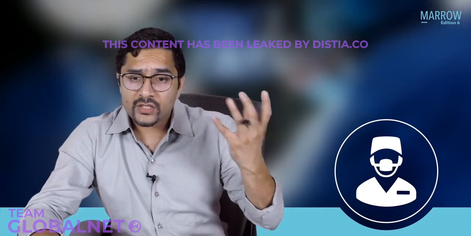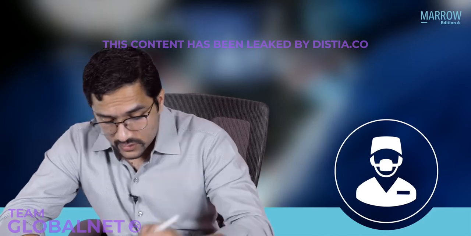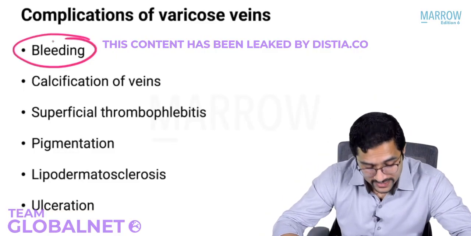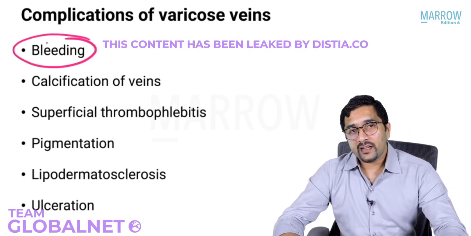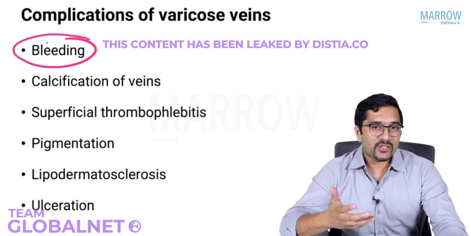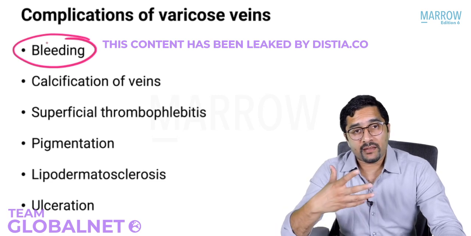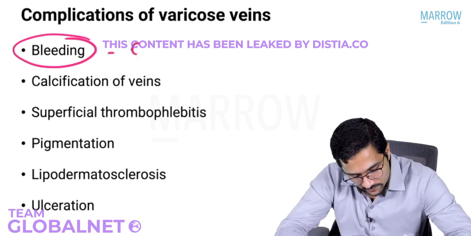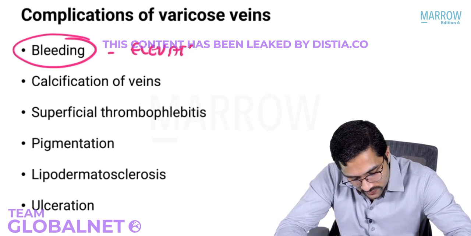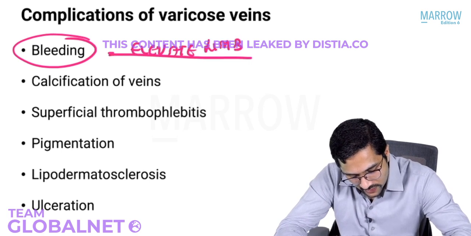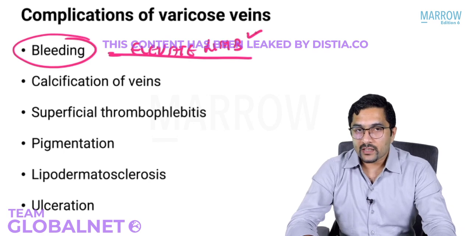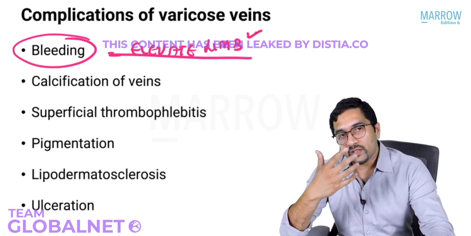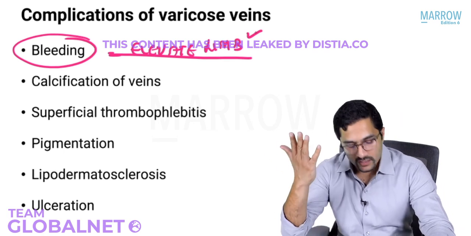What are the complications of varicose veins itself? These veins can start to bleed. We saw a couple of patients during our post-graduation where the patient came with massive bleeding, and all you need to do is elevate the limb. When you elevate the limb, the bleeding will automatically stop. Avoid tying tourniquets because that will lead to increased bleeding. So just elevation is good enough.